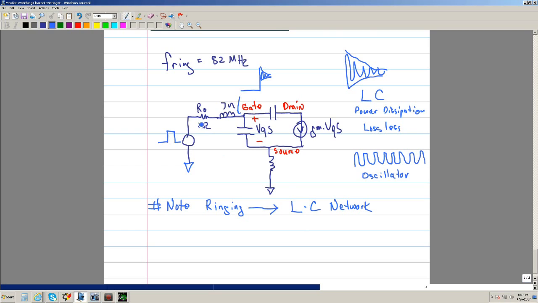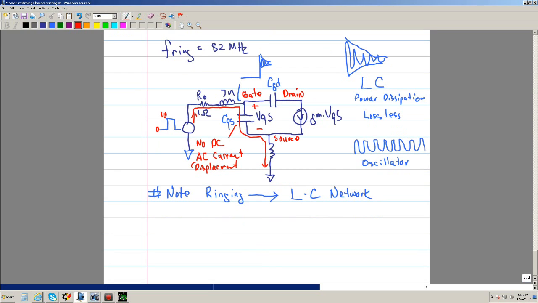Now, if you look in here, this is in series with this CGS. This is CGS, and this is CGD. When this goes from 0 to 10 volts, you have displacement current that actually flows through the cap. Remind you, there's no DC current. It's AC current, and AC current is called displacement current. So always keep that in mind. So you do have current, and that means it's going through these two inductors and this cap.